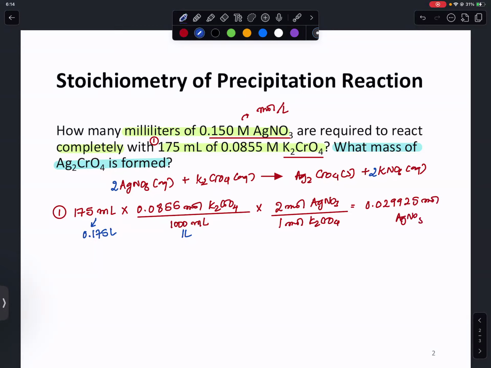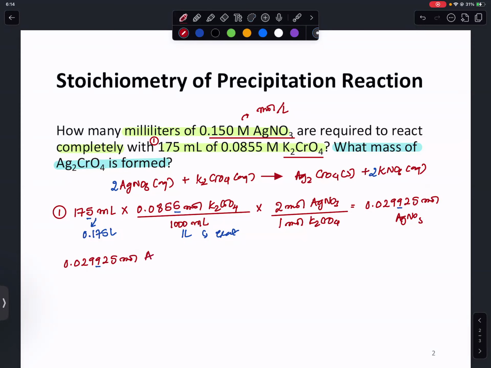Now let's track our sig figs. Here's 3 sig figs, 3 sig figs. This right here is exact. And so my lowest number of sig figs is 3. Then I'm going to proceed from here and calculate the milliliters using the molarity of this solution, which is 0.150 molar. So in this case, I'm going to copy and paste this over here.